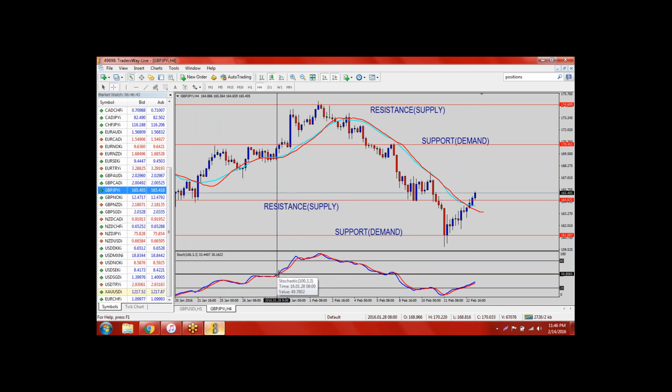But because it's still above, I'm going to look for buy entries, because when it's above 50%, it's going up. Like Luke said before, you don't want to trade against the trend. You trade with the trend, because the trend is your friend until a new trend forms.